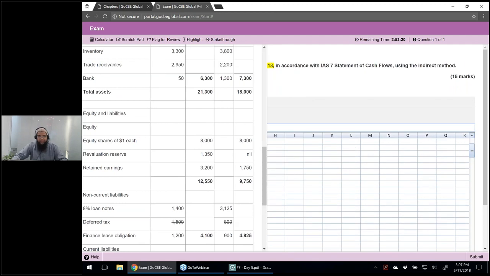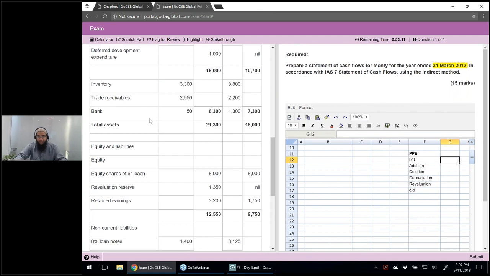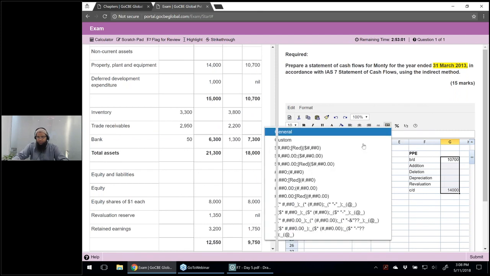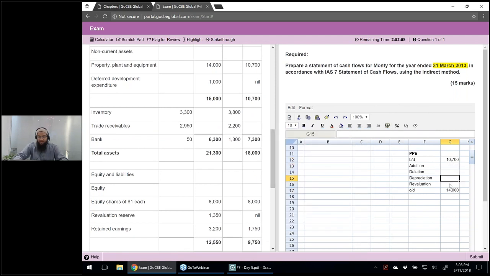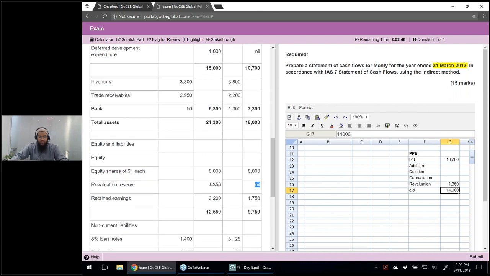Now if I go onto the balance sheet and I see the property plant equipment brought down was 10,700, the carried down is 14,000. And the revaluation is 1350. So we can actually cancel the revaluation reserve that we have incorporated it.